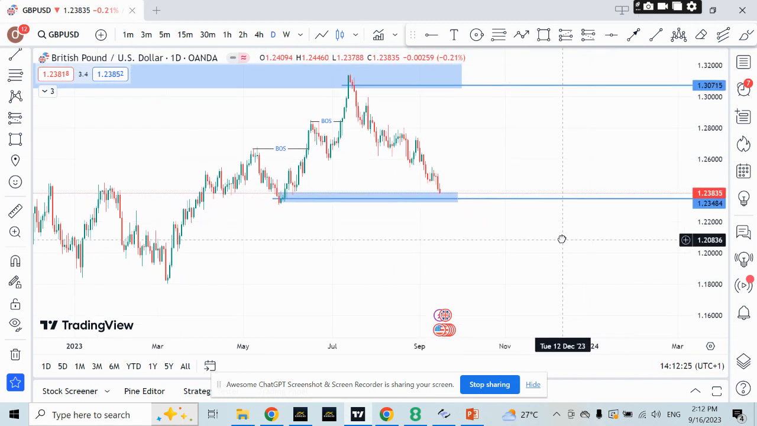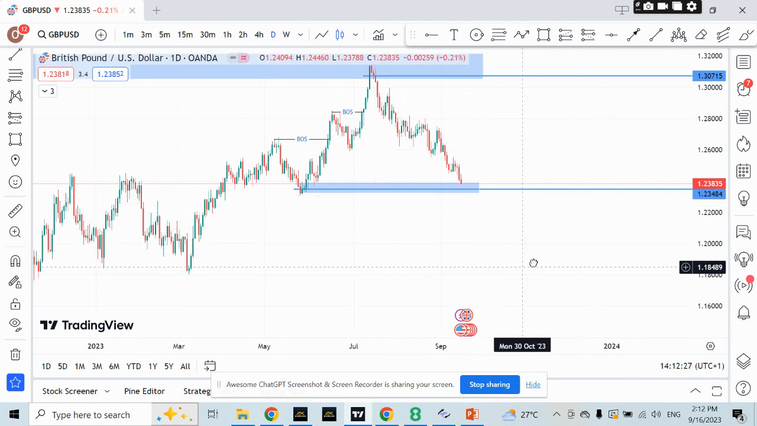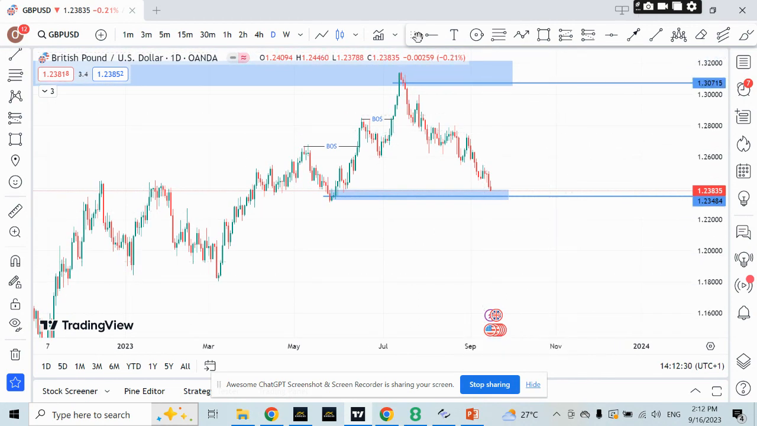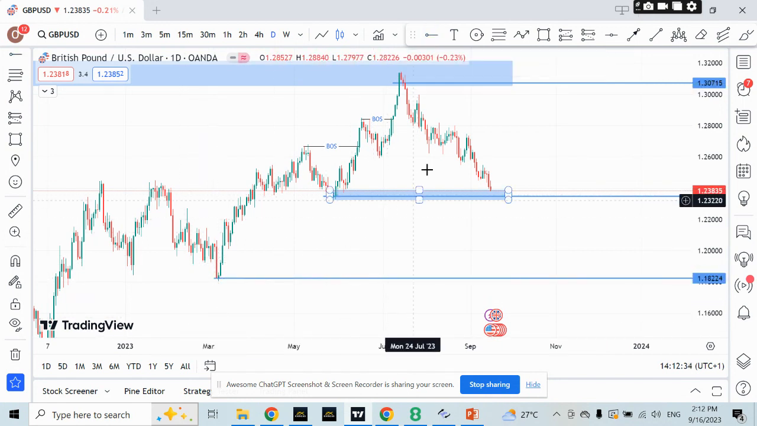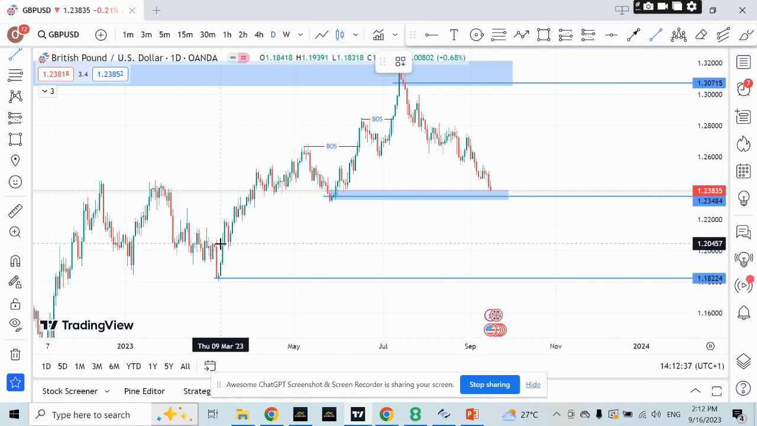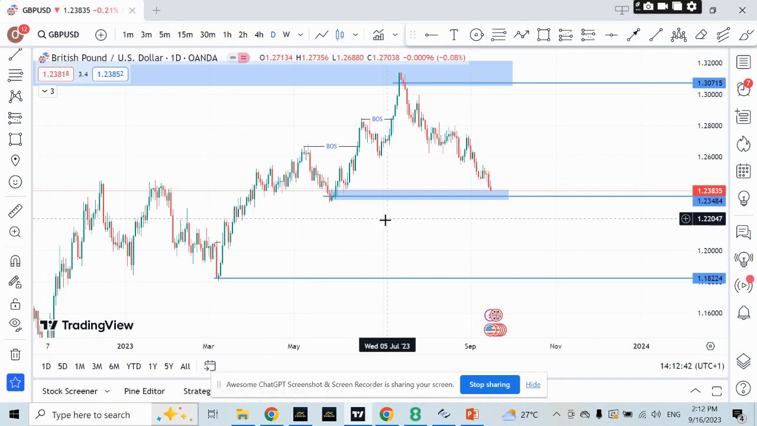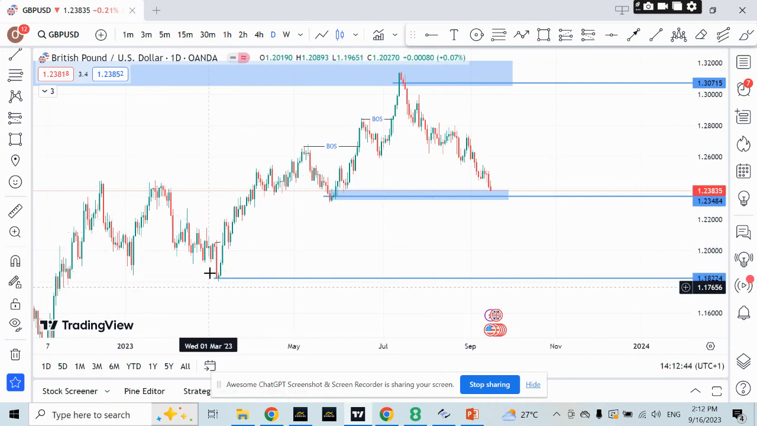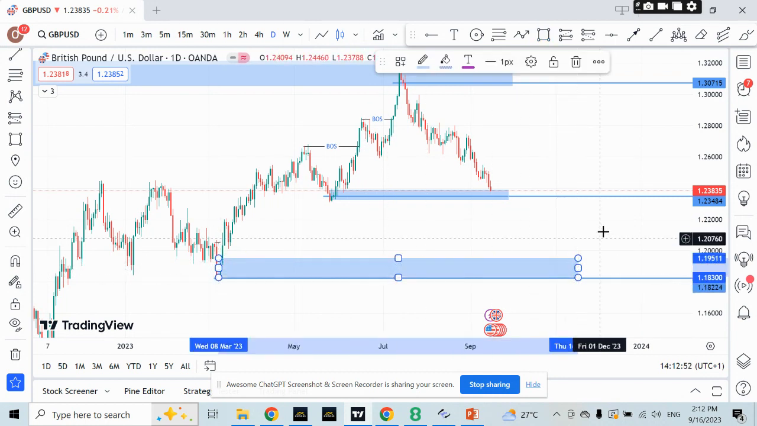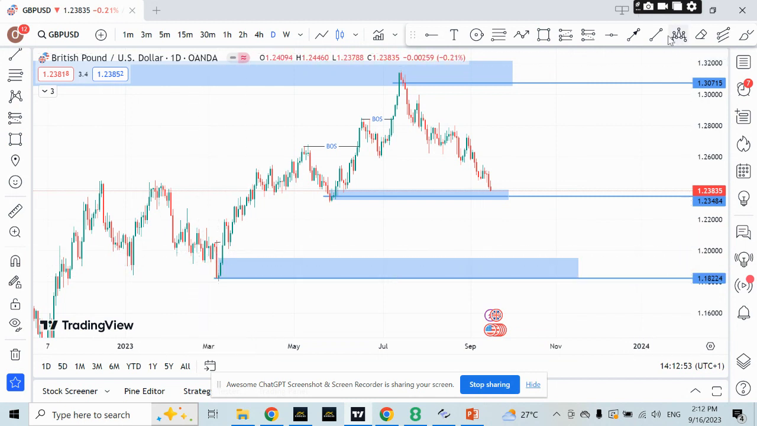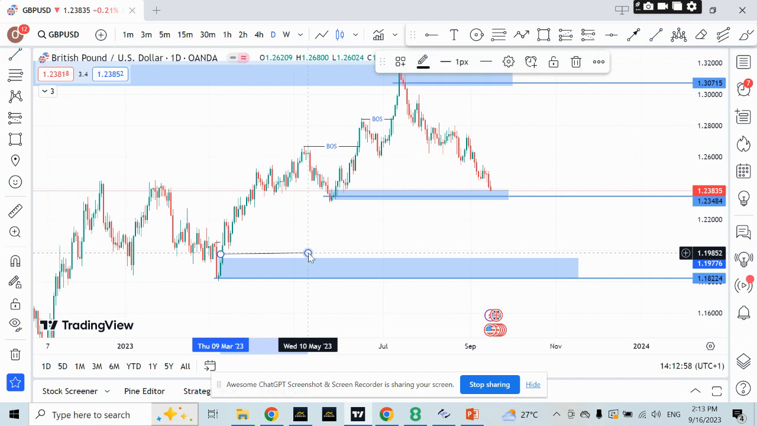So now, if price wants to break this zone, where will it be heading to? Looking down, we can see this is another zone here. We had a change in character and a break of structure to the upside, creating a demand zone here. Demand zone created here, and we also have a fair value gap there.